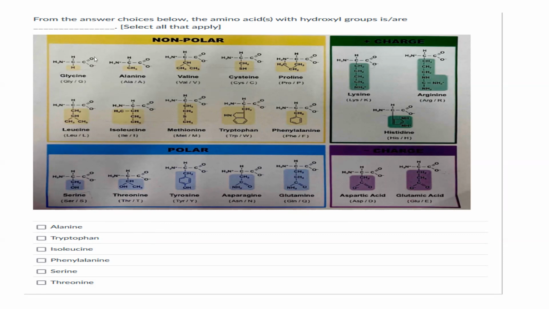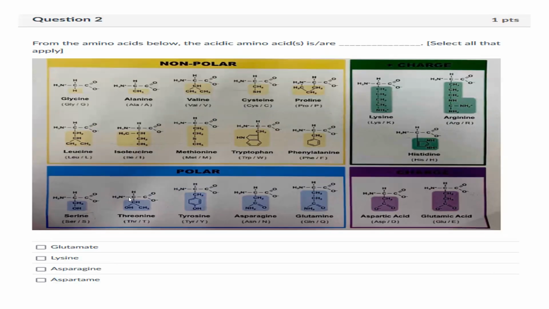So we just look at the R group. When it says from the answer choices below, the amino acids with hydroxyl groups are, it means which amino acids have R groups that have hydroxyl groups in them. So these are the ones: serine, threonine, tyrosine. These are the three amino acids that have OH. From them, they only have two, serine and threonine.